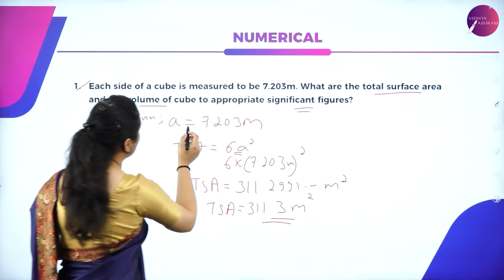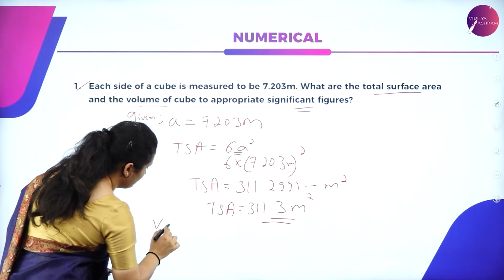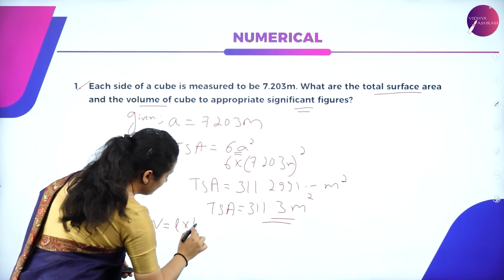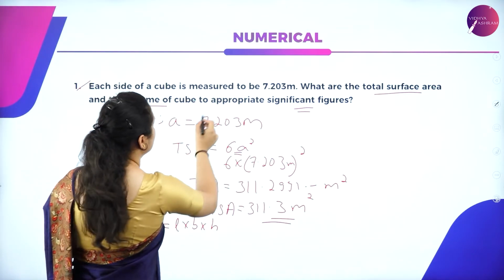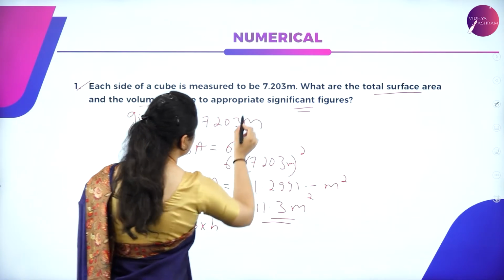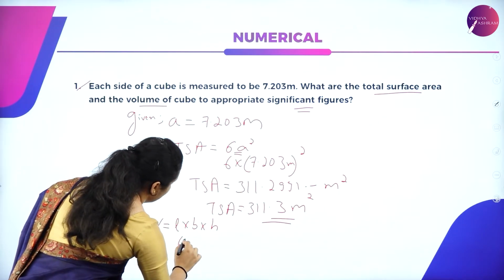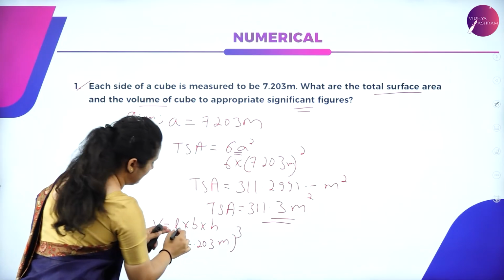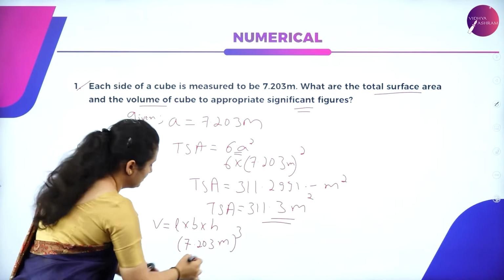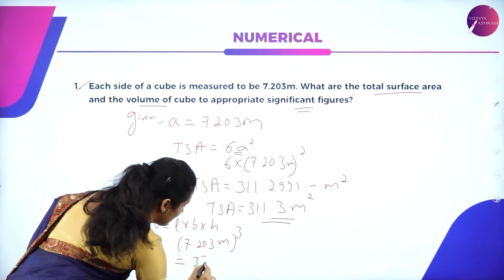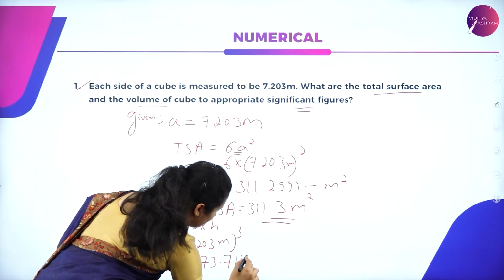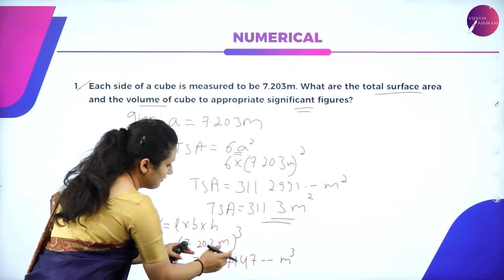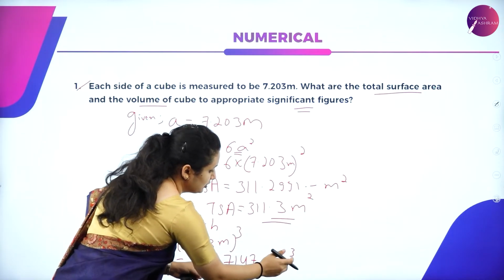Now, how will I find the volume? Volume of cube is length into breadth into height. They are given. The sides of the cube is measured as 7.203. So it will be 7.203 meter cube. Length, breadth, height, meter cube. So the answer will be 373.7147 meter cube. If you calculate the value, you will have still many more units here into meter cube.